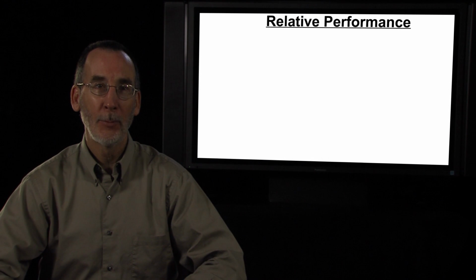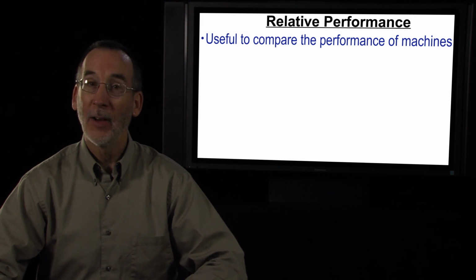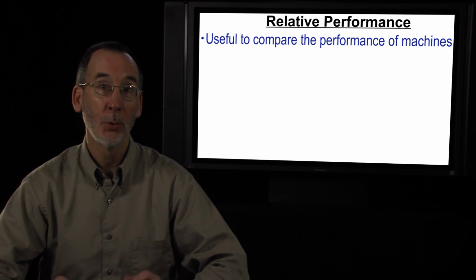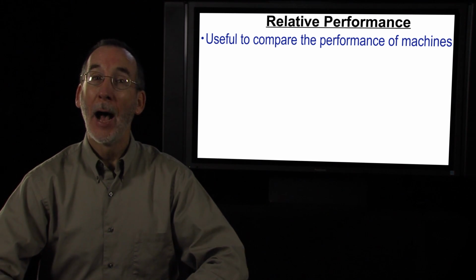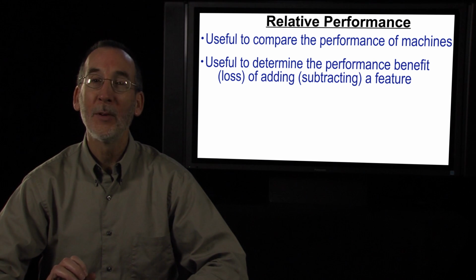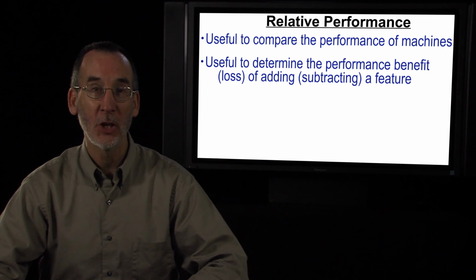Now we're going to cover two important performance concepts: relative performance and Amdahl's Law. Relative performance is useful to compare the performance of machines. So if I have two machines and I want to see how much faster one is than the other, I can use relative performance. I can also find this useful as an architect to determine the performance benefit or loss of adding or subtracting a feature.